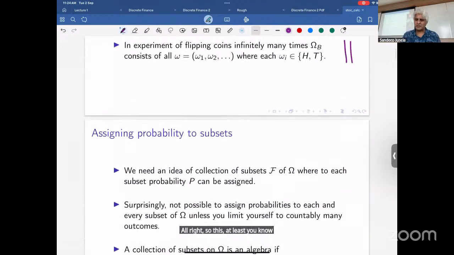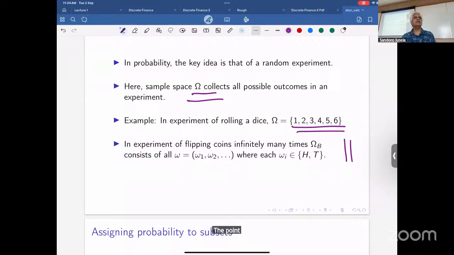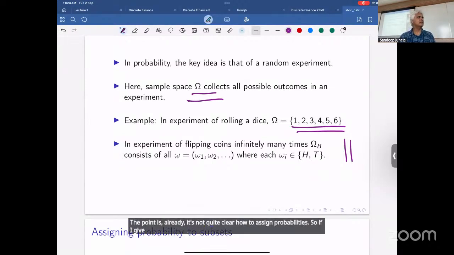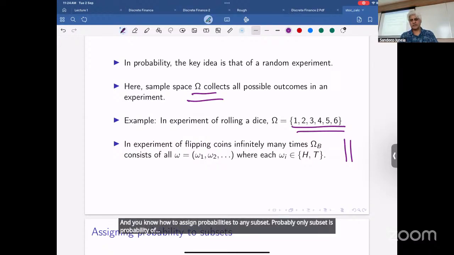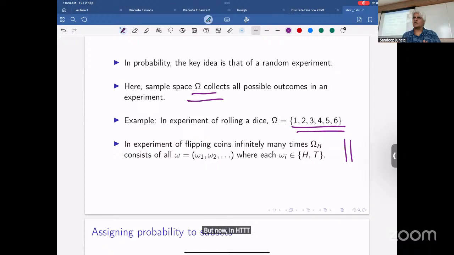So it's a sample space. The point is already it's not quite clear how to assign probabilities. If I give you a countable sample space, then you just put sand on every outcome, positive amount, and you know how to assign probabilities to any subset. Probability of any subset is just the sum of the probabilities assigned to every outcome. But now in this uncountable space of H, T sequences, I don't quite know how to assign probability. It's a non-trivial task.